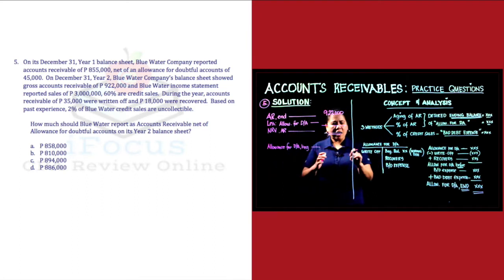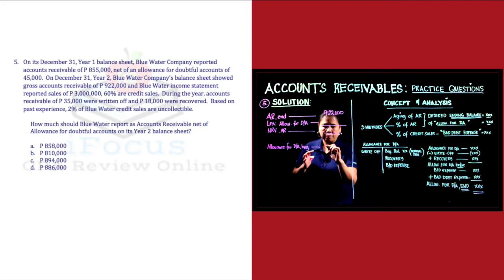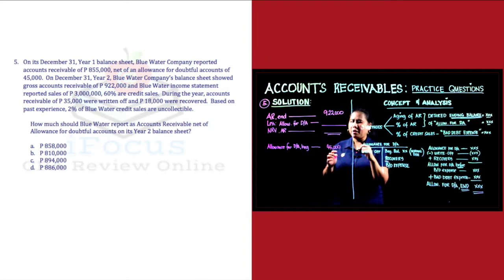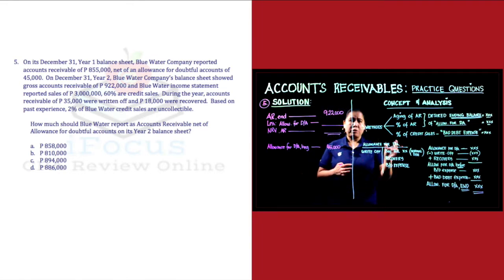Alright, magkano ang ating allowance for doubtful accounts beginning? 45,000. So, yan ang beginning balance natin ng the allowance for doubtful accounts. Tapos, ang sabi ng problem natin is, during the year, the accounts receivable of 35,000 were written off. So, ano ang effect ng write-off sa ating allowance for doubtful account?